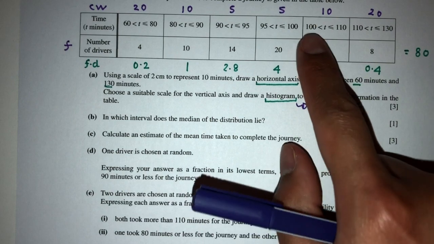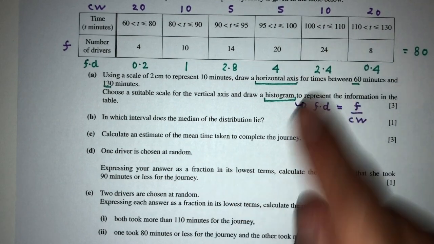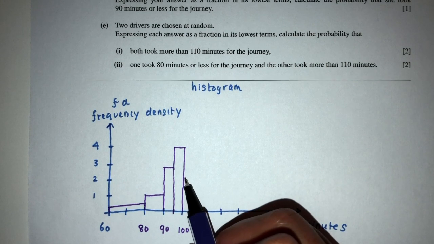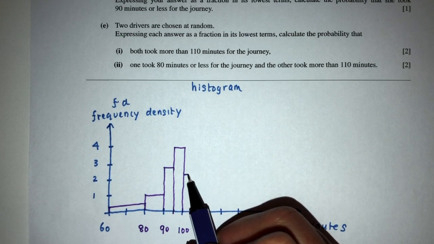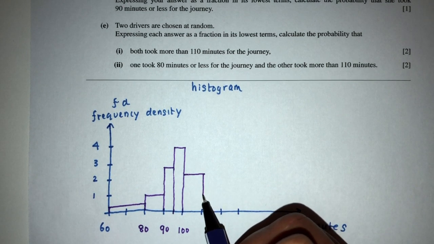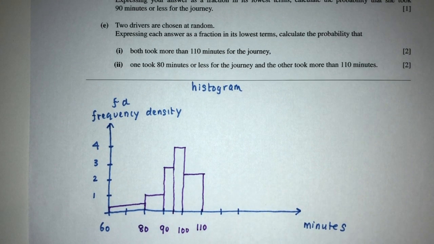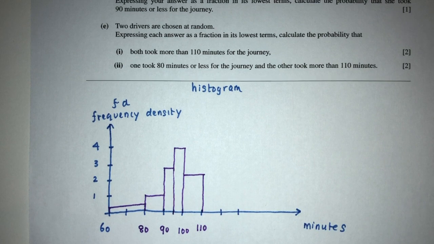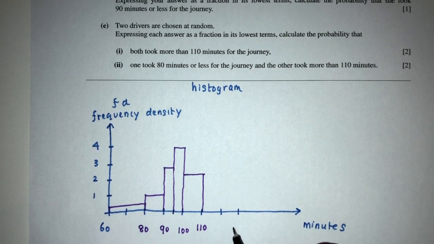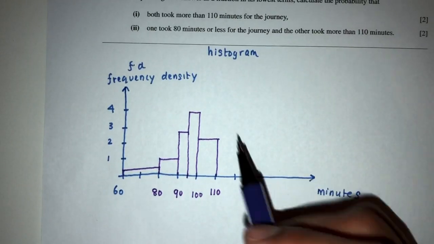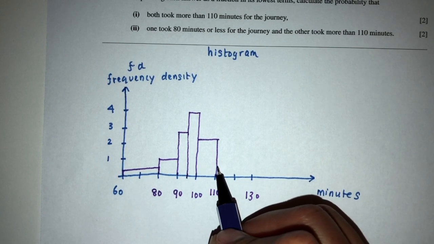And then what else do we have? We have 100 to 110 should be 2.4. So 100 to 110, 2.4 should be somewhere over here. Of course, when you use a graph paper, your values will be more exact. You will know exactly where you will be drawing that value. And finally, from 110 to 130, the FD will be 0.4. So 0.4 will be, let's say, somewhere over here.